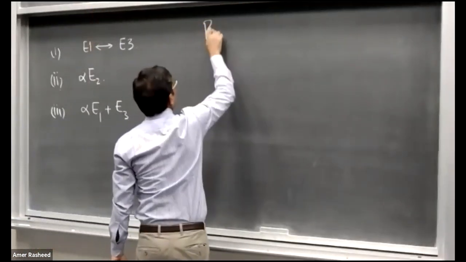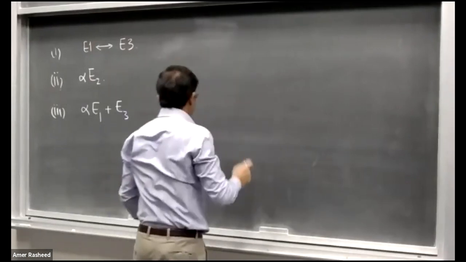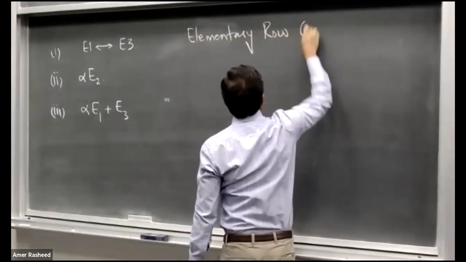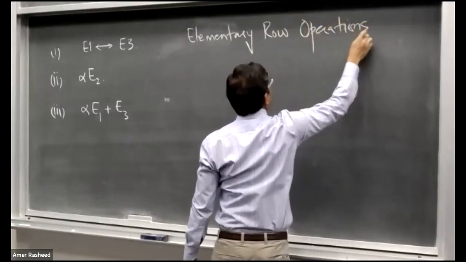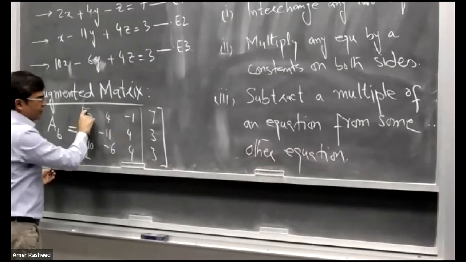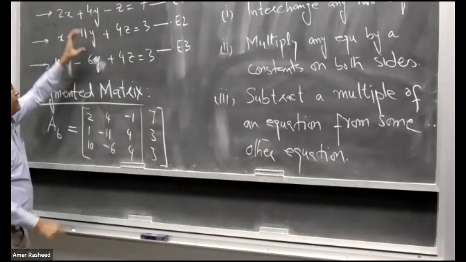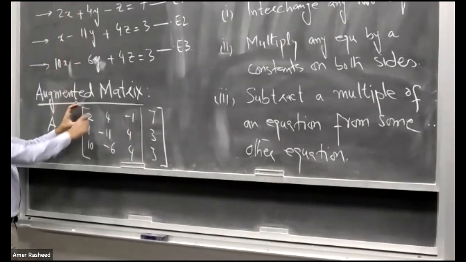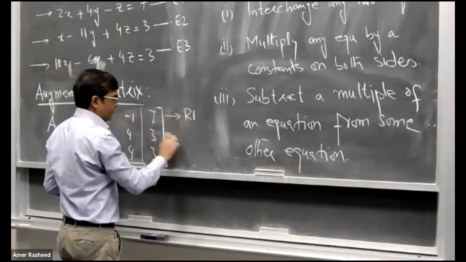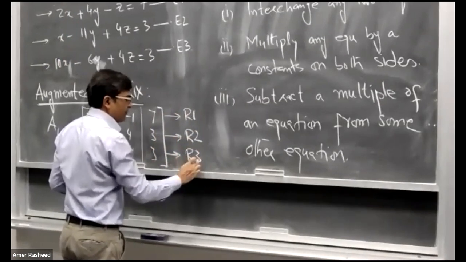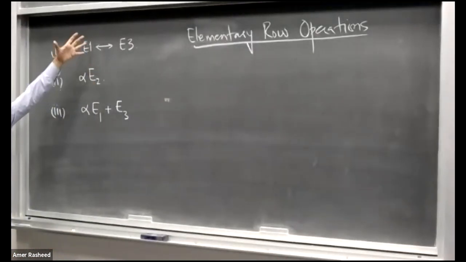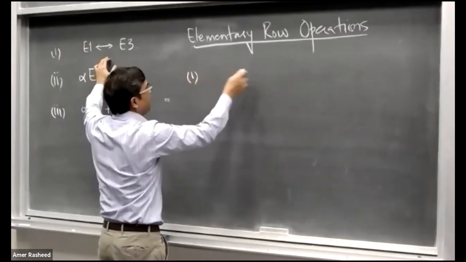Now, we are going to define elementary row operations. There are rows in this augmented matrix. This is row 1, this is row 2, this is row 3. Instead of equation 1, equation 2, equation 3, now we say that these are rows in a matrix. Okay, so this is your row 1, this is your row 2, and this is your row 3. The same kind of operations which we applied on a linear system are now defined on rows.